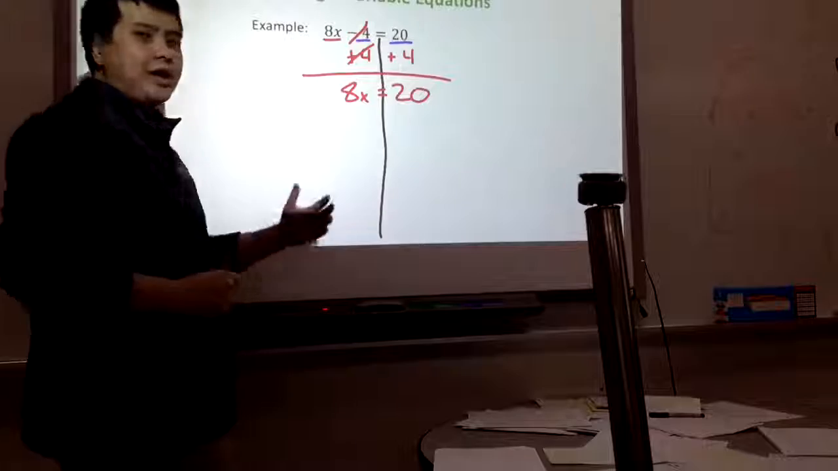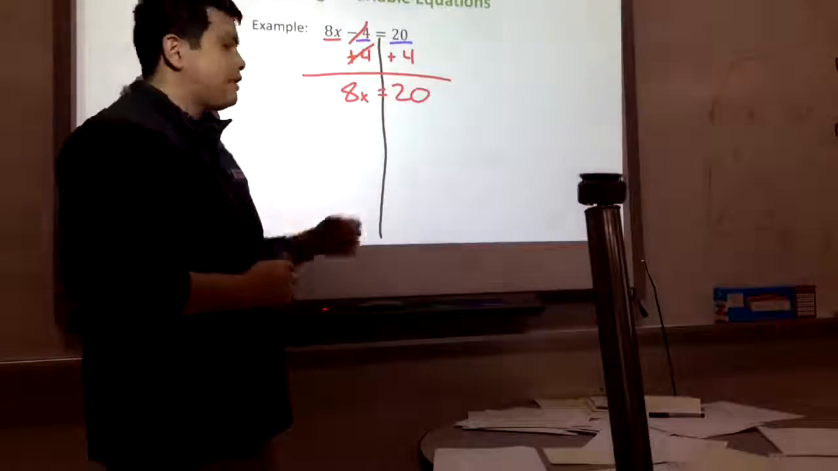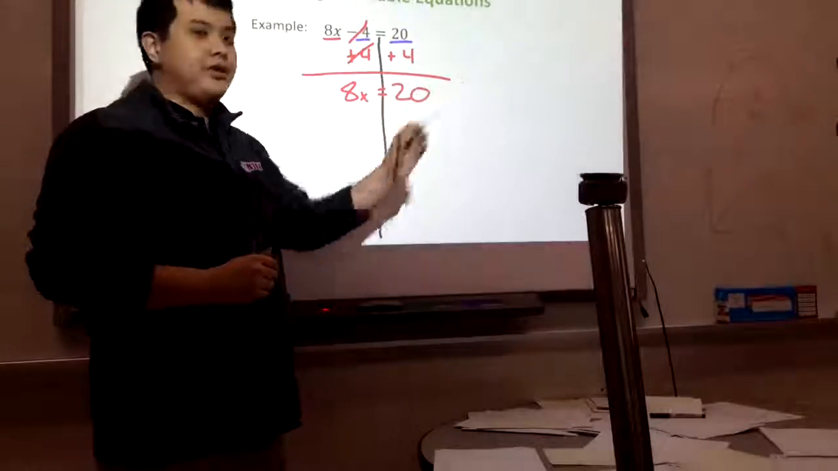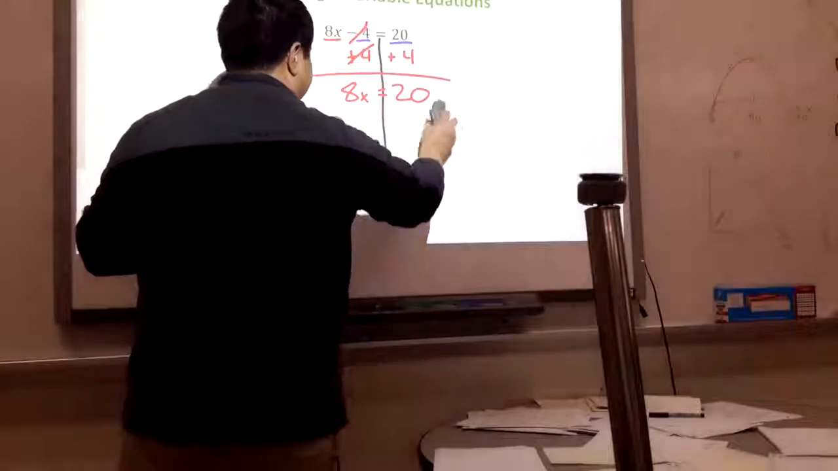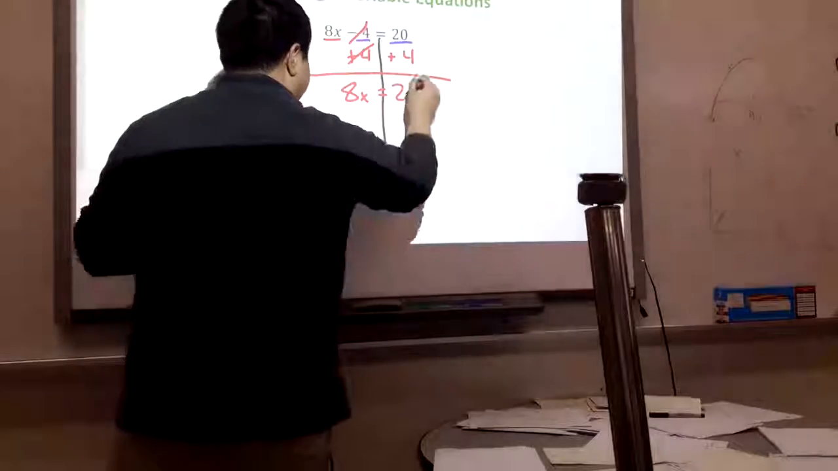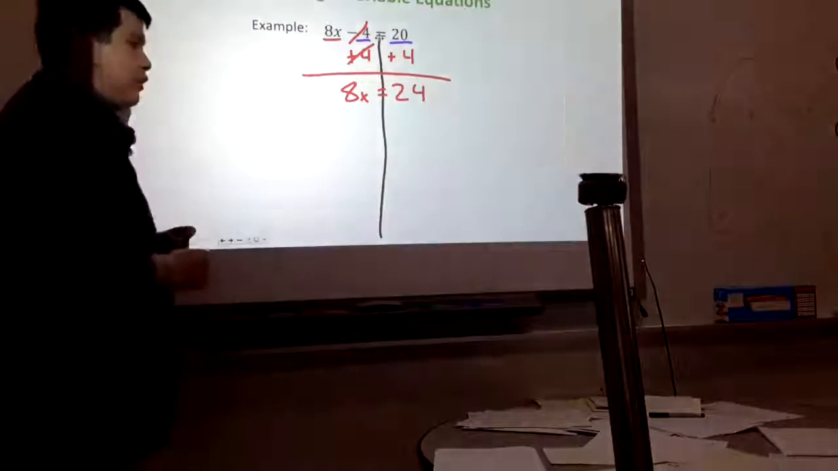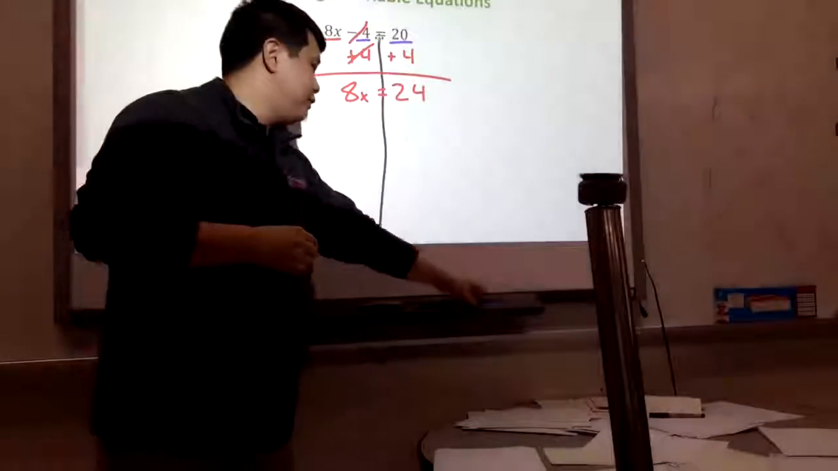And so all terms with x are on one side, that's 8x. And all terms without x are on the other, that's 20. Once we have done that, we're on to step 3, which we'll do in blue.